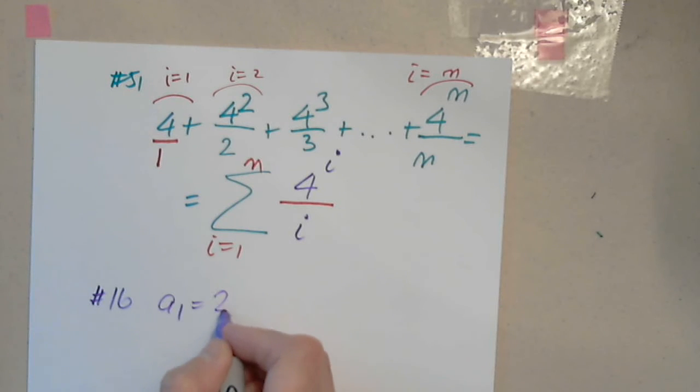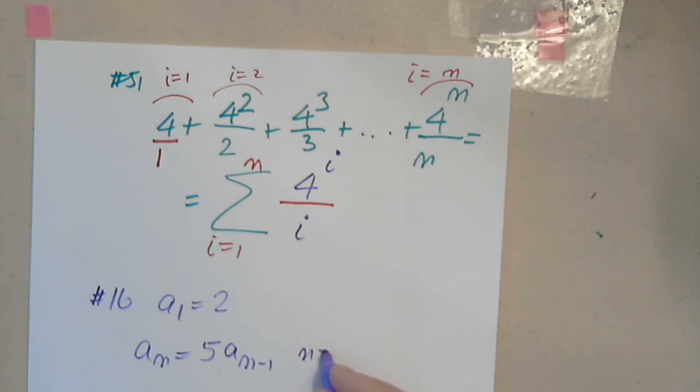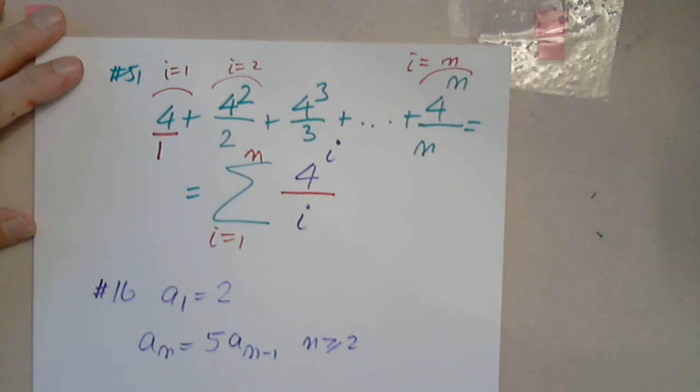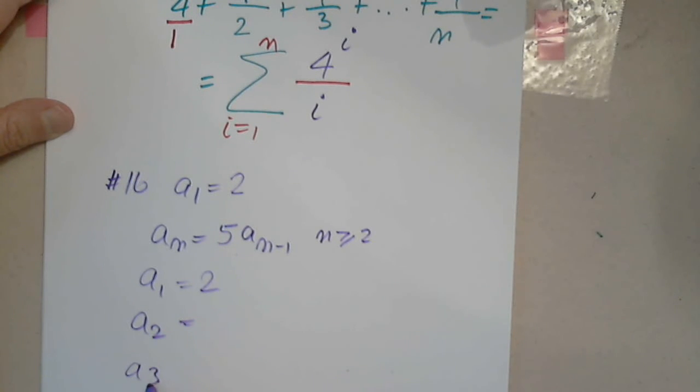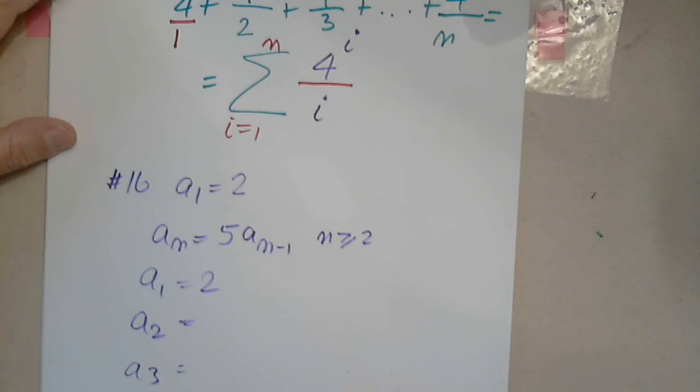So a sub 1 equals 2. a sub n equals 5 times a sub n minus 1, of course, for n greater than or equal to 2. The question is asking us to find the first 4 terms. First 4 terms. a sub 1 is clear. Can anyone think about a sub 2 and then a sub 3 and then a sub 4?